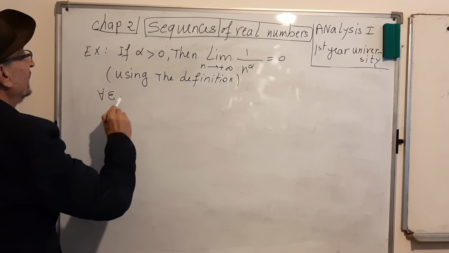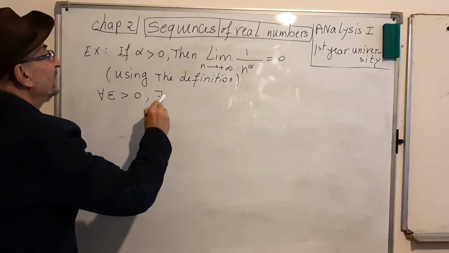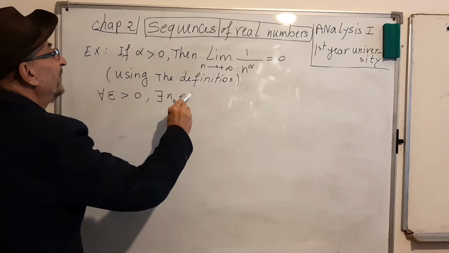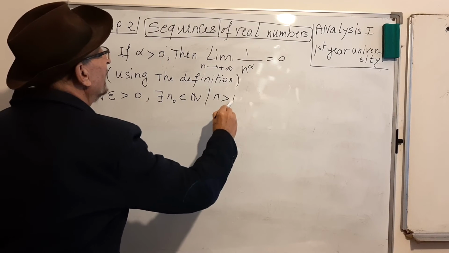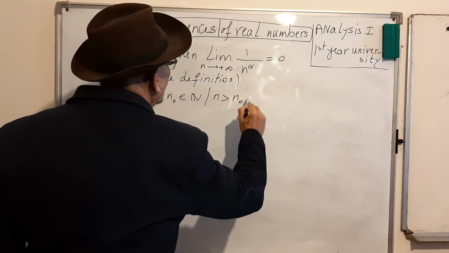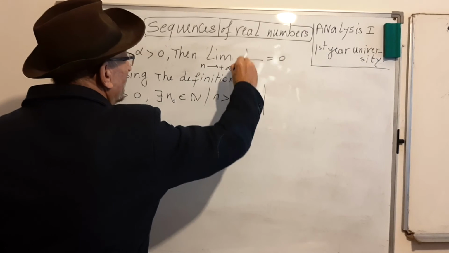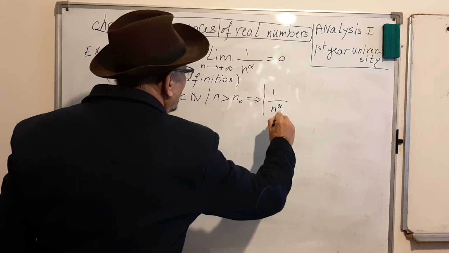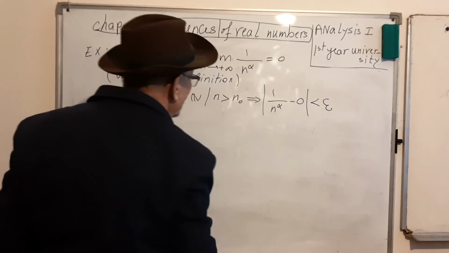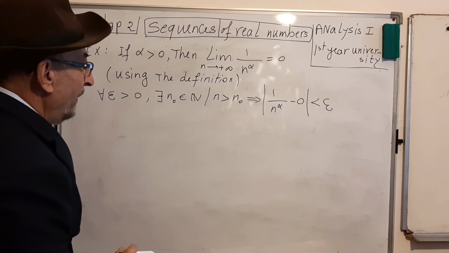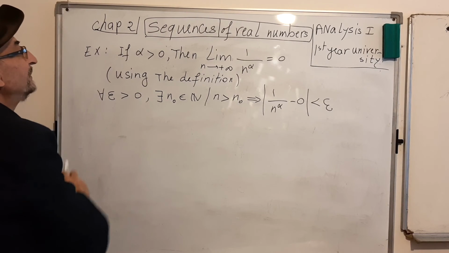We must use the definition: for every epsilon positive, there exists n0 belonging to N so that if n is greater than n0, we have the absolute value of un, 1 over n alpha, minus the limit is less than epsilon. We must find n0 in terms of epsilon.